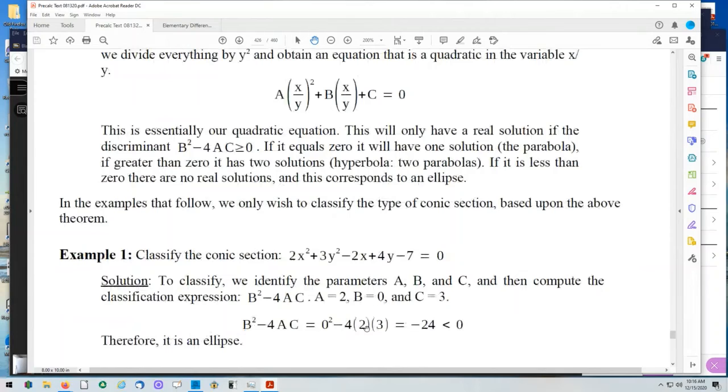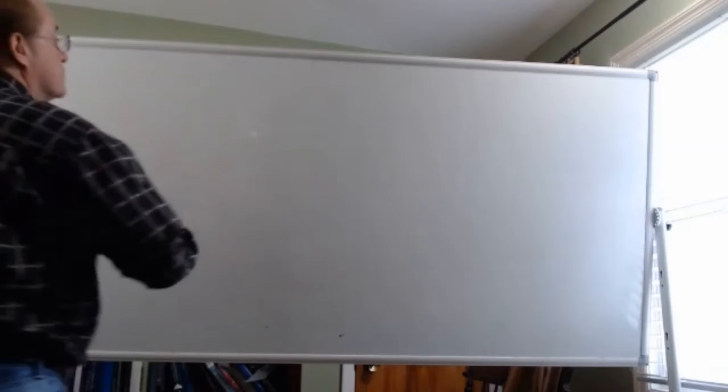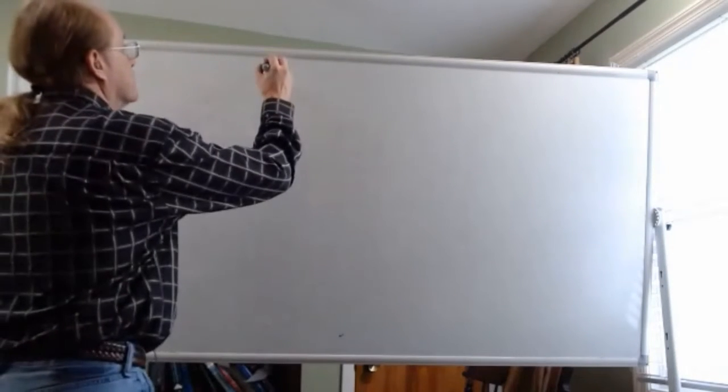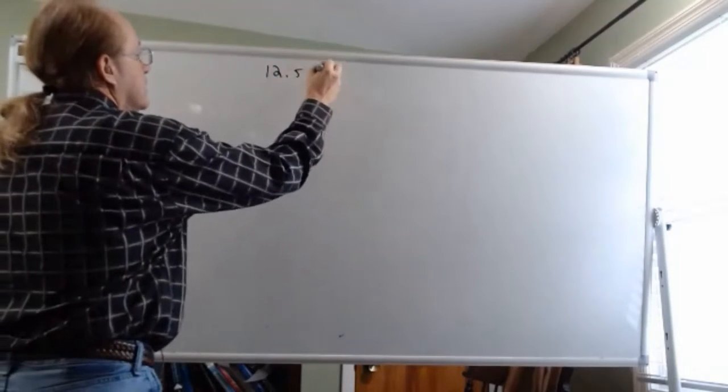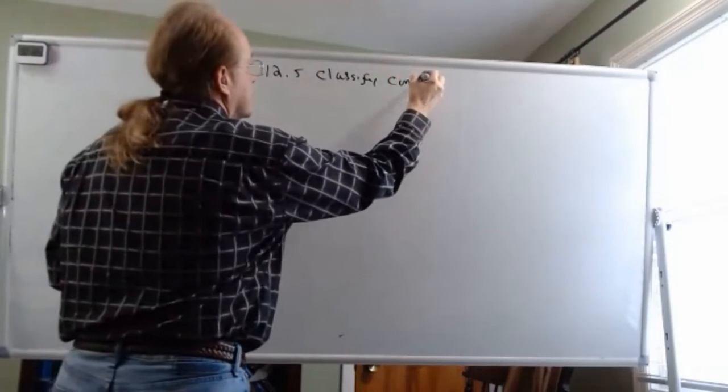Okay, so the only thing we want to do is the following. Let me take us back to that. This is a really short section. So we're given, this is 12.5, classifying conic sections from their equation. How do we classify conic sections?